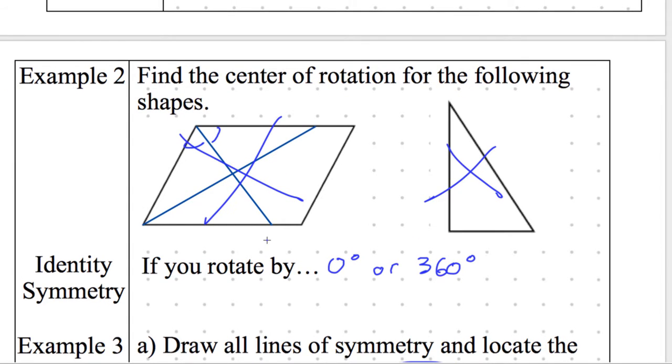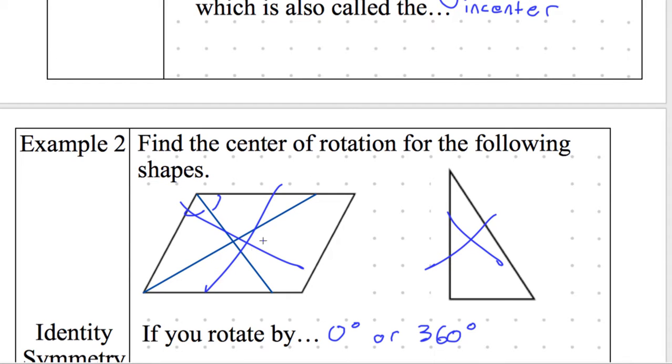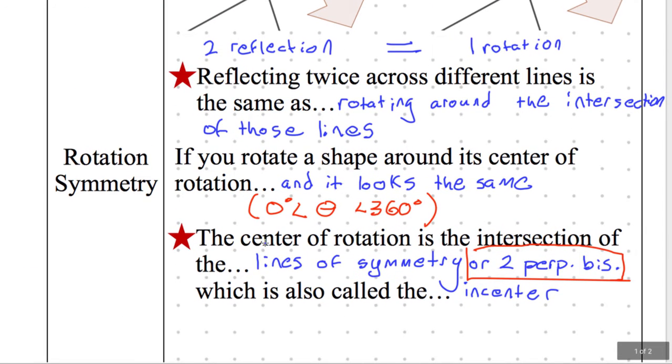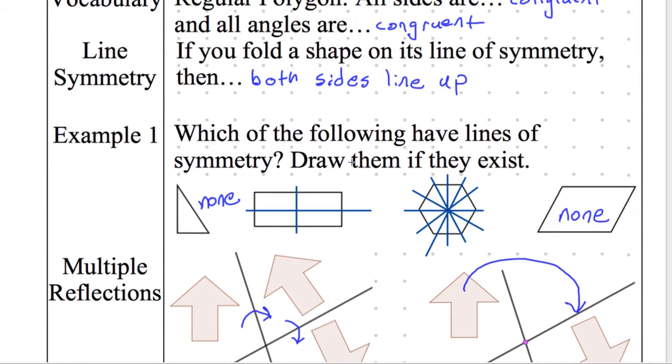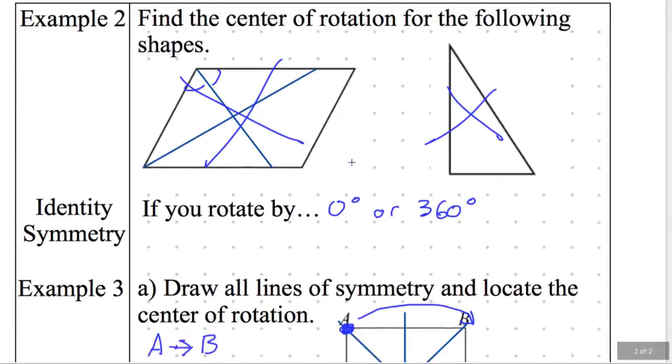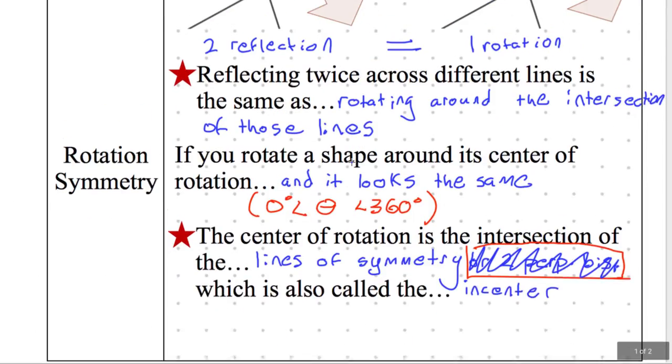So just because it doesn't have lines of reflection doesn't necessarily mean it doesn't have a center of rotation. In fact, every single one of these has a center of rotation, but to find it is a little bit harder. So what I want in your summary, I guess technically this guy is incorrect. We want lines of symmetry intersect to make the center of rotation, which is essentially saying the same thing as reflecting twice across different lines is the same as rotating around that intersection of those lines. Those 2 things I want in your summary. You can add other things as well. Go ahead and write that now. Both of the stars. Write both the stars in your summary.